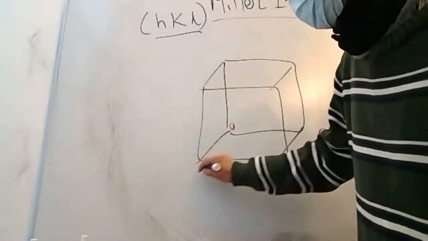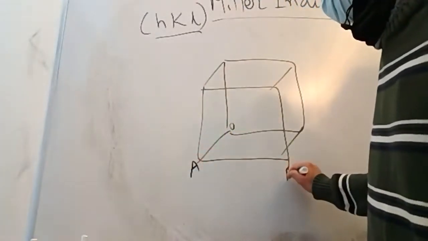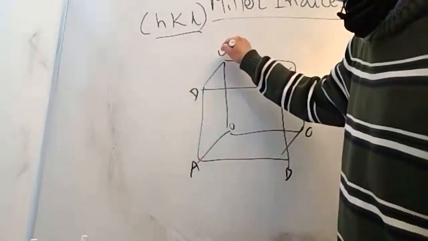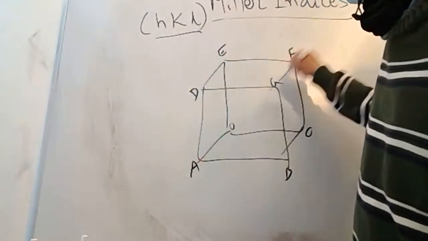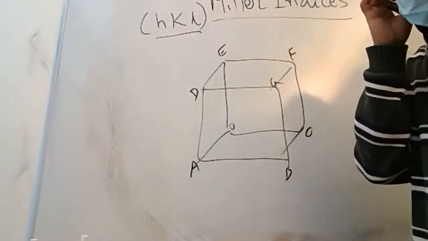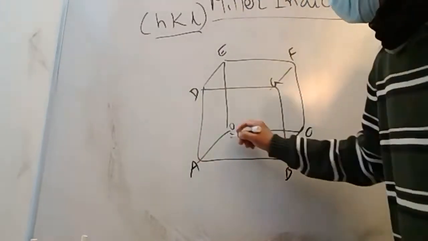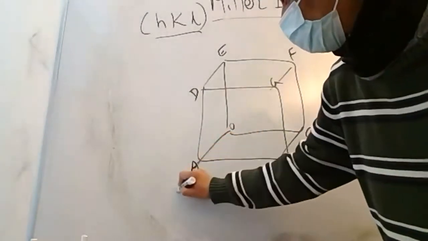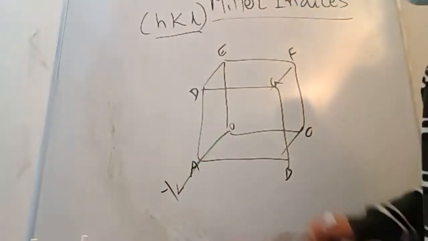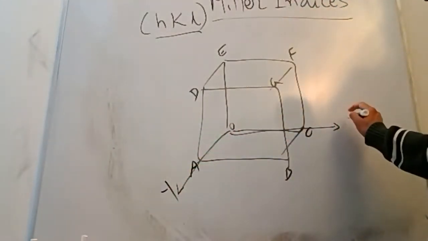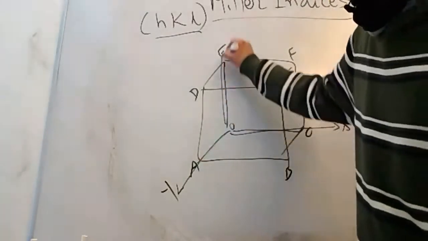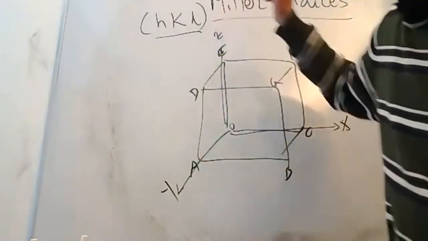I have O, A, B, C, D, E, F, G. I just put the points here. Okay. Along the OA axis, I will call this y-axis. Along the OC, I call this x-axis. Along the OE, I'll call the z-axis.